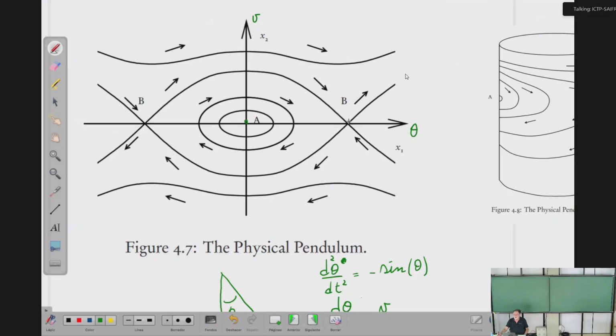This point here is where the pendulum is vertical. This is more like a pencil than a pendulum. This point also is a solution. If you put the pendulum vertical in the opposite direction, it will stay. But this point is unstable, right? As soon as you move it, it will fall. While this point is stable, as if you move it a bit, it will stay there. So we will see stability in a second.